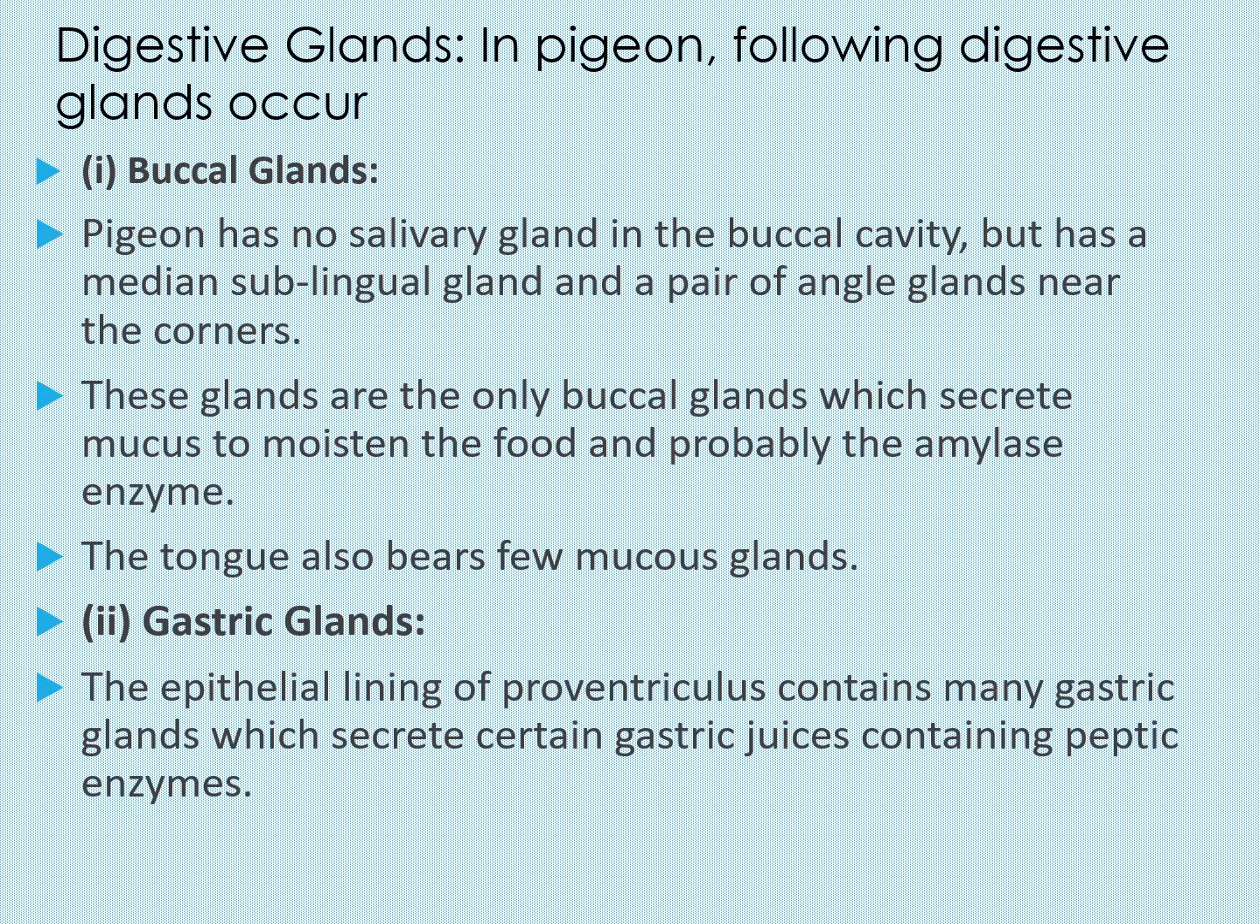Coming to the digestive glands, the buccal glands. The pigeon has no salivary glands but only has a median sublingual gland, and these glands are the only buccal glands, which secrete mucus to moisten the food and probably the amylase enzyme. The tongue also bears a few mucus glands.